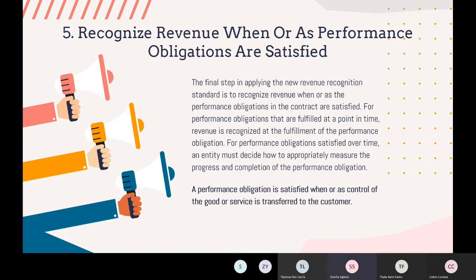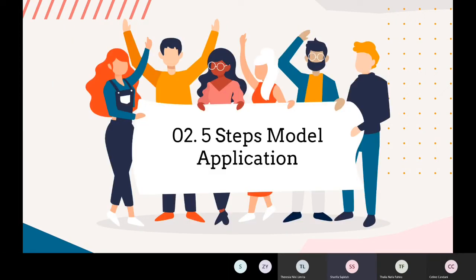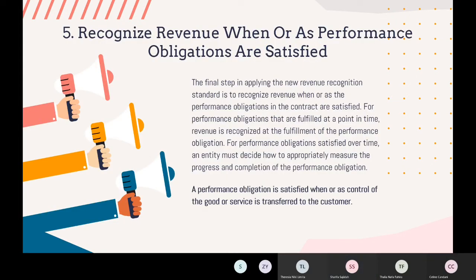For performance obligations that are fulfilled at a point in time, revenue is recognized at the fulfillment of the performance obligation. For performance obligations satisfied over time, an entity must decide how to appropriately measure the progress and completion of the performance obligation. A performance obligation is satisfied when or as control of the goods or service is transferred to the customer.